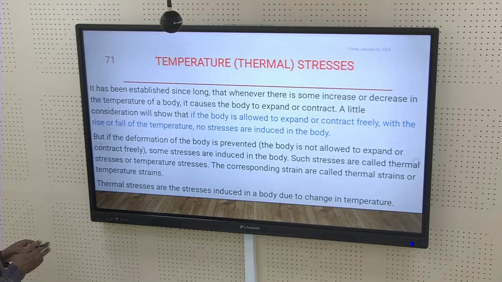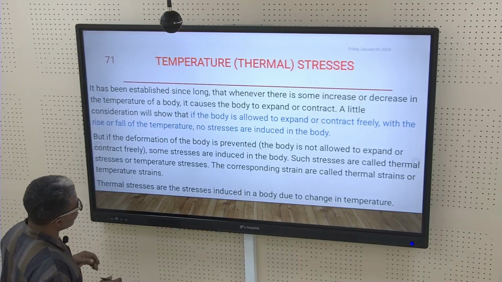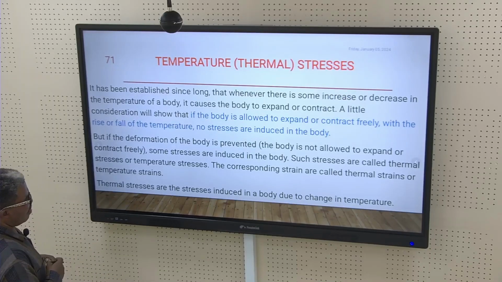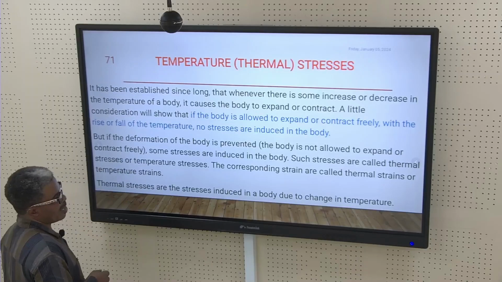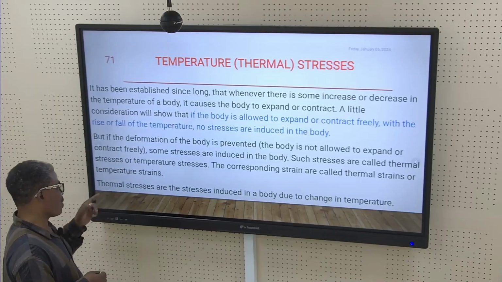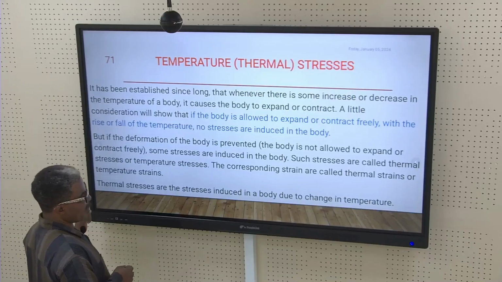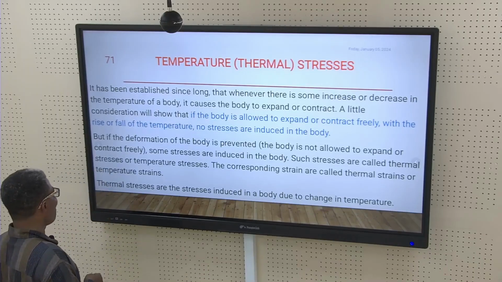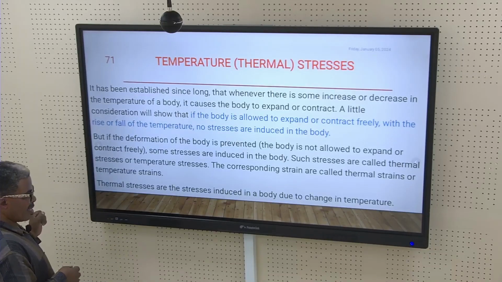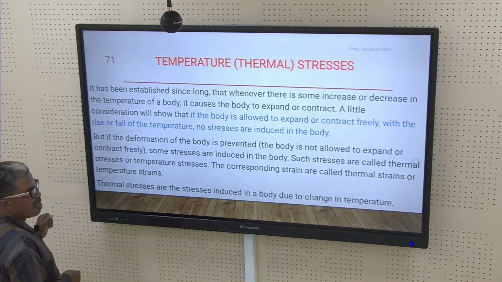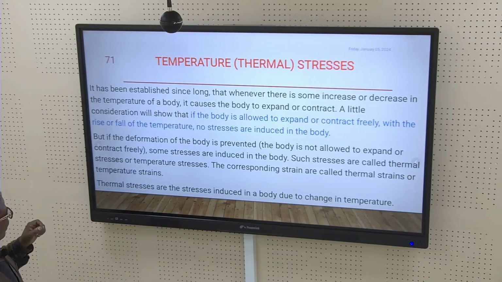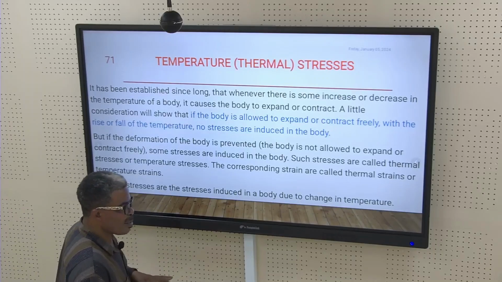But if the deformation of the body is prevented, that is, the body is not allowed to expand or contract freely, some stresses are induced in the body. Such stresses are called thermal stresses or temperature stresses. The corresponding strain is called the thermal strain or temperature strain. That means thermal stresses are the stresses induced in the body due to the change in temperature.